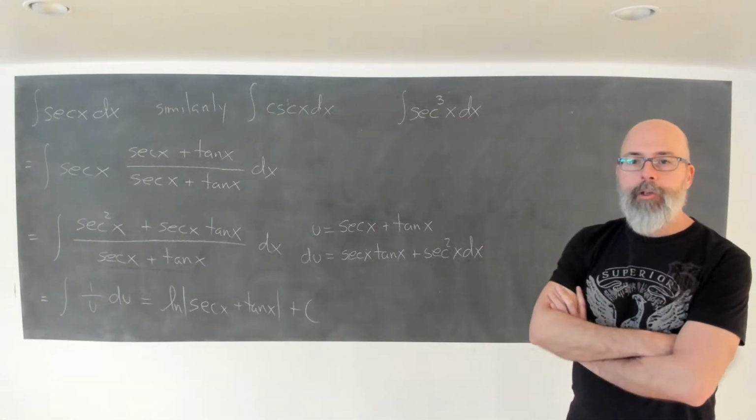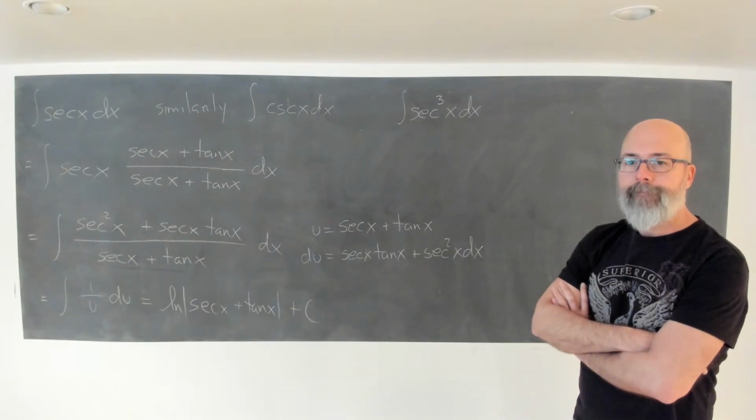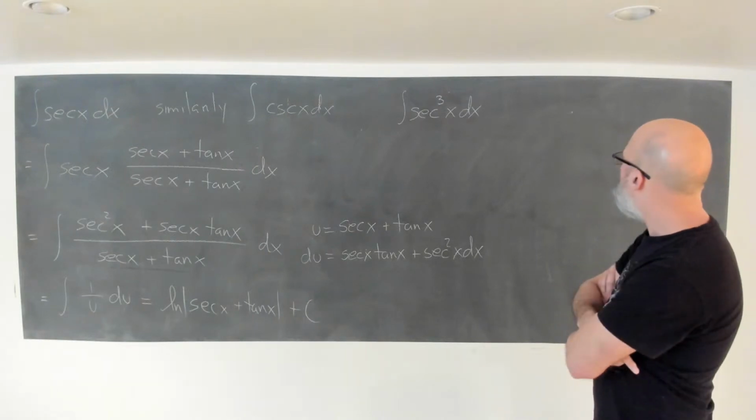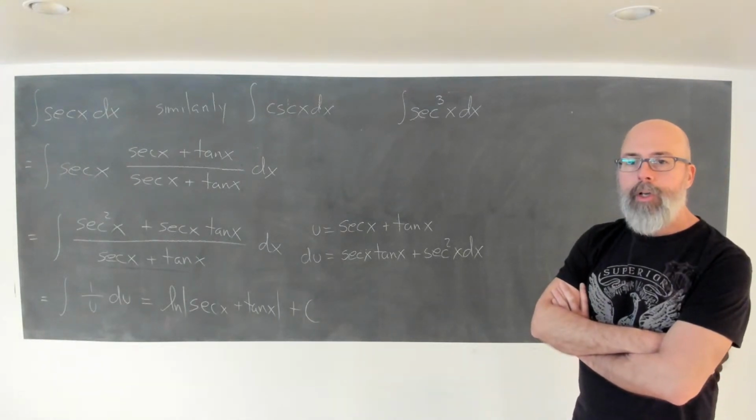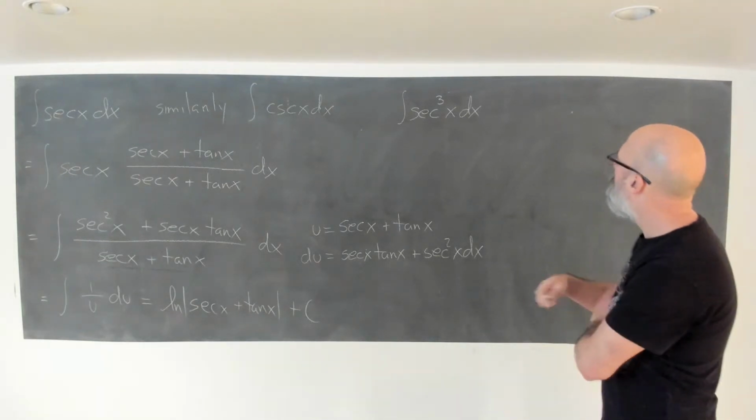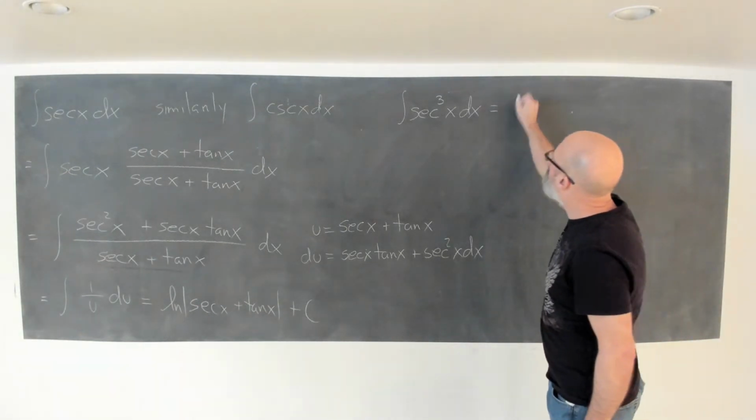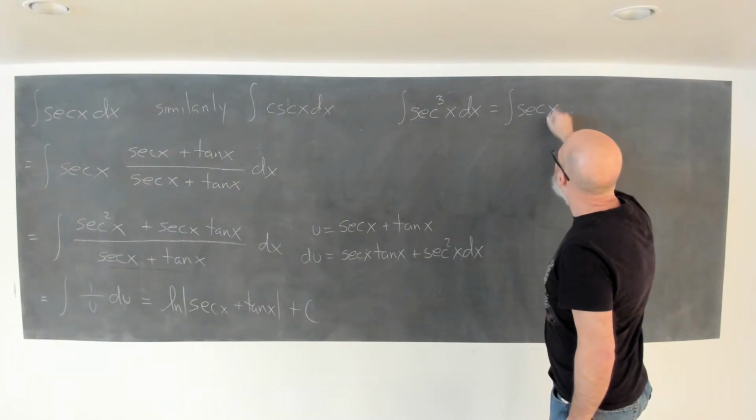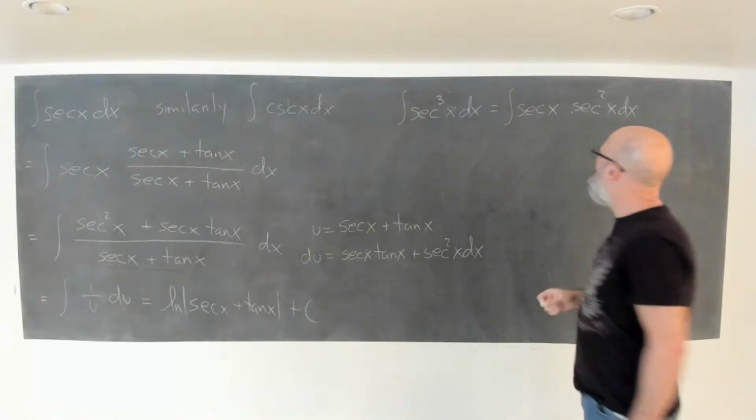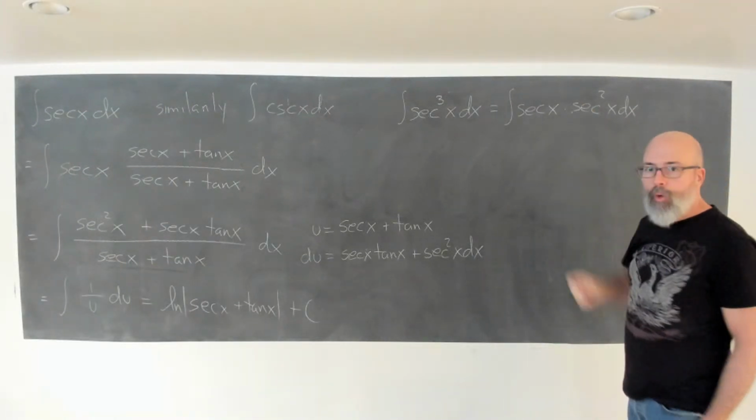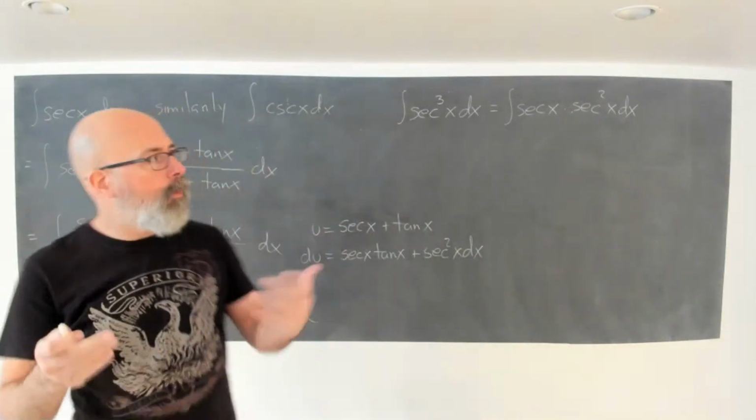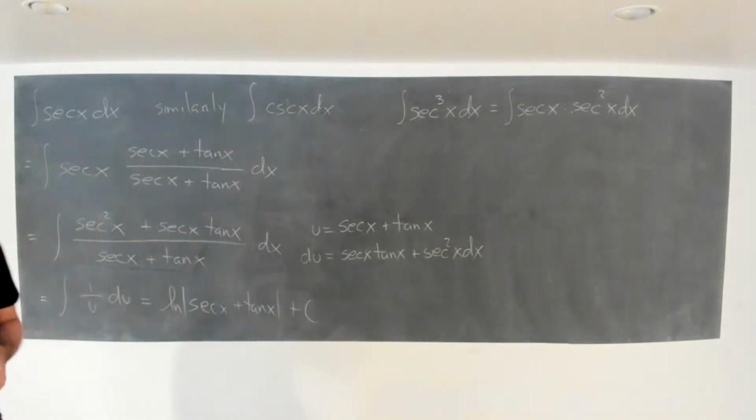Let's consider secant cubed, which we will conveniently rewrite as secant times secant squared. Absolutely. And then we're going to do integration by parts.